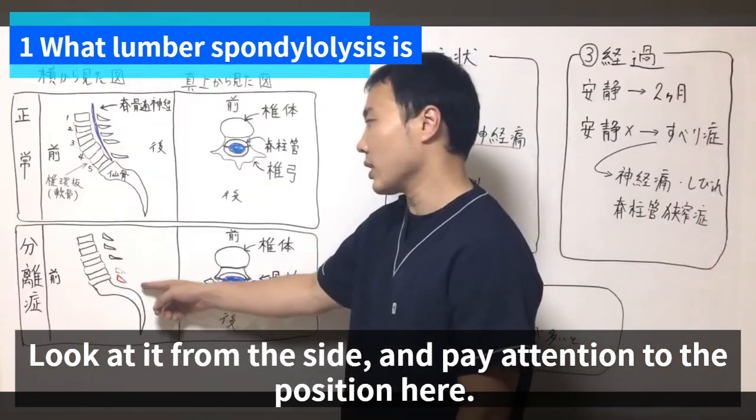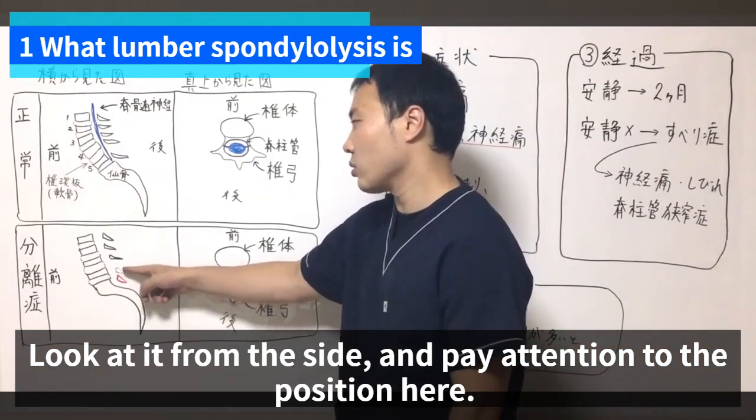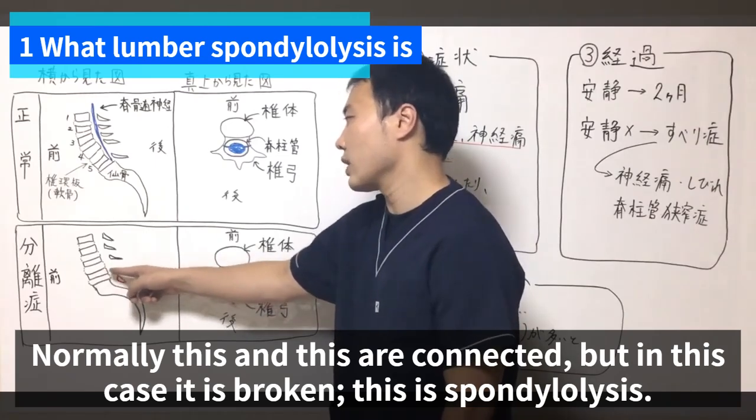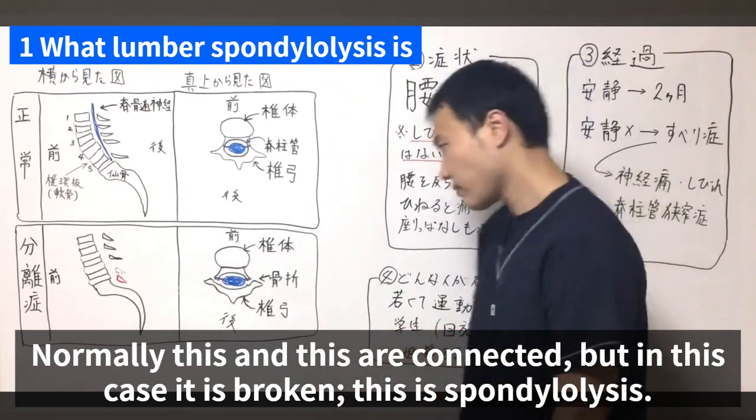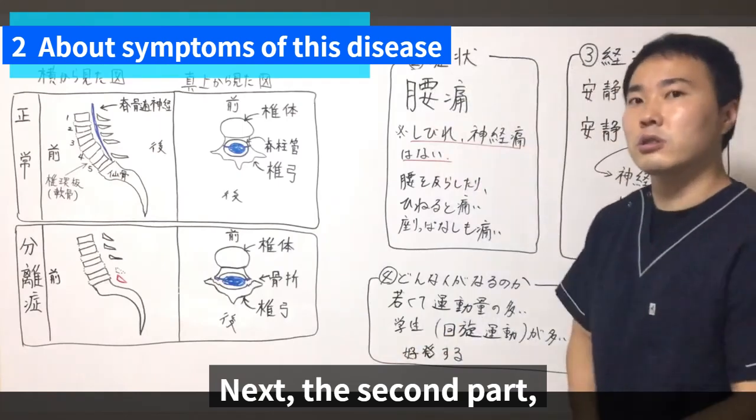Look at it from the side and pay attention to the position here. Normally this and this are connected, but in this case it is broken. This is spondylolysis. Next, the second part.